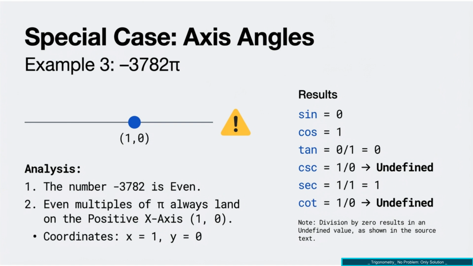A special case is axis angles, like negative 3,782 pi. Since the coefficient is even, the angle lands on the positive x-axis, giving coordinates 1, 0. This results in undefined values for cosecant and cotangent due to division by 0. Please refer to the slide for details.